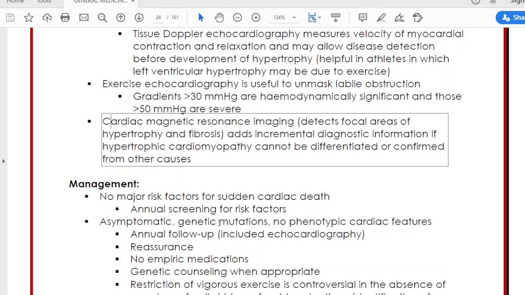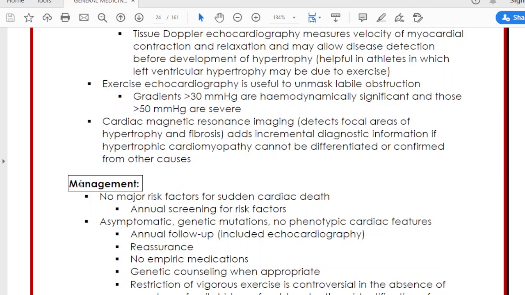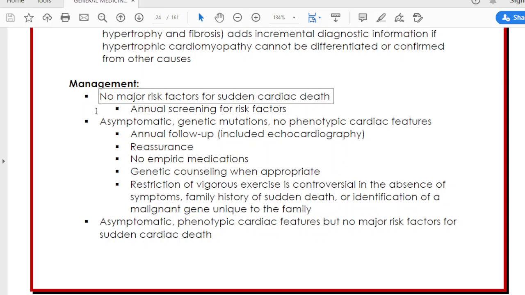Cardiac magnetic resonance imaging detects focal areas of hypertrophy and fibrosis, adds incremental diagnostic information if hypertrophic cardiomyopathy cannot be differentiated or confirmed from other causes. Management. No major risk factors for sudden cardiac death. Annual screening for risk factors.